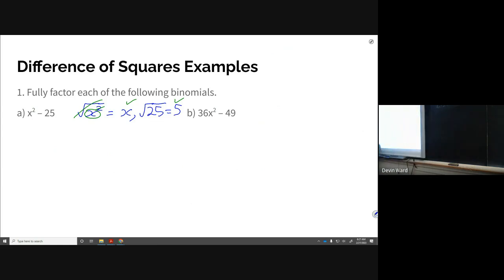So then our answer is going to look like the square root of the first number, so let's have x, minus the square root of the second number, 5, times, sorry, it'll be x plus 5. Yeah, x plus 5.